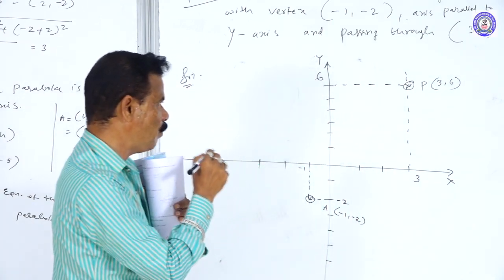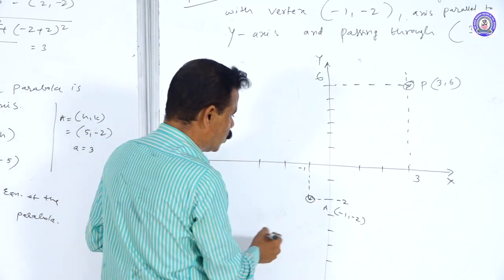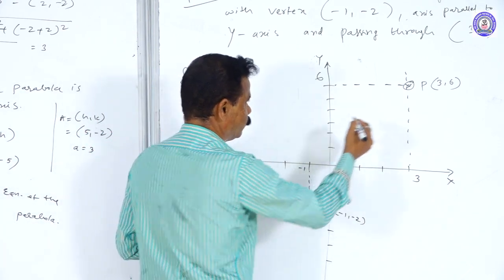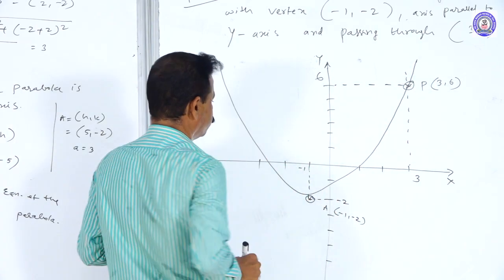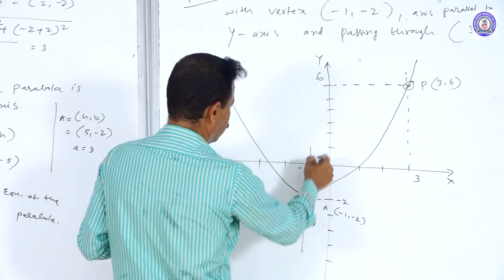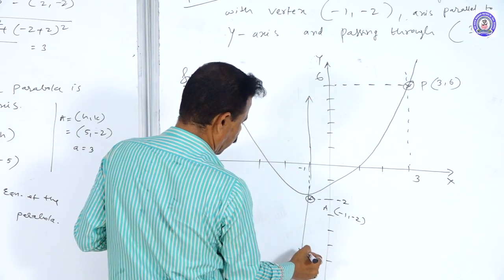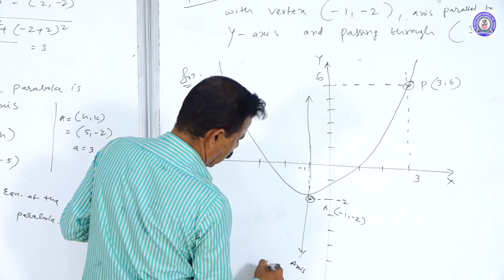So the parabola passes through point P and vertex A. So the parabola opens upward like this. So the axis is parallel to the y axis. This is the axis, and it is parallel to the y axis.